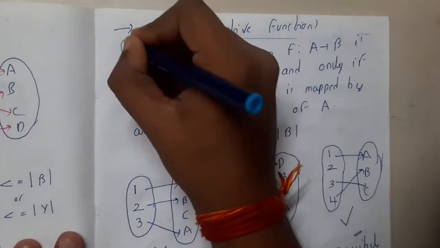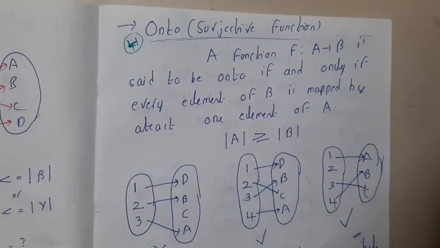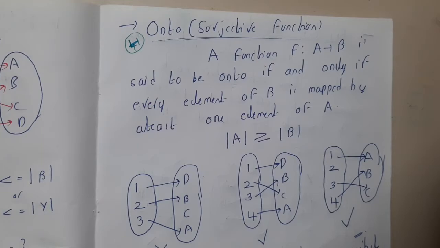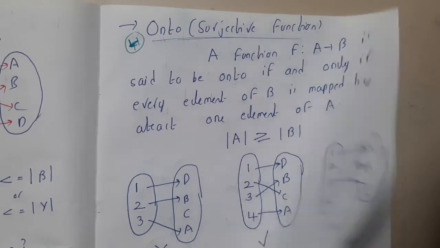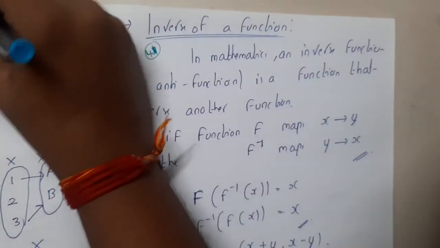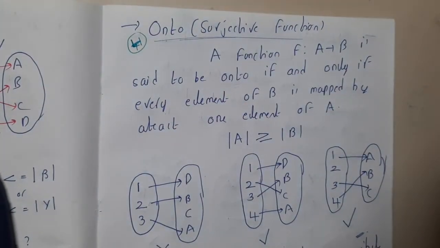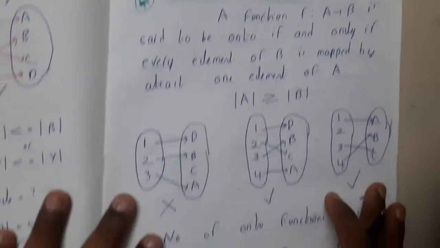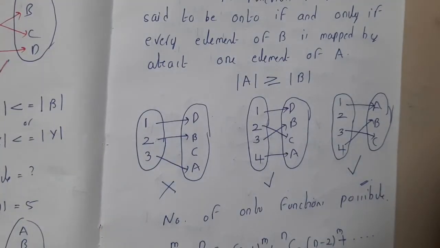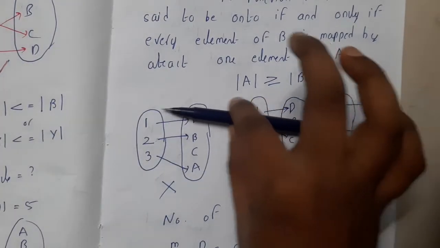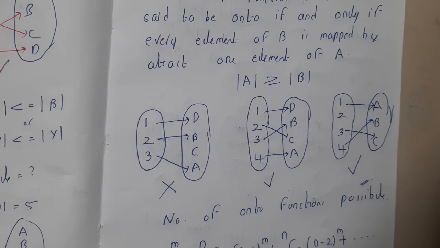The next topic is the onto function, or surjection. This is the second type of function. The first one is one-to-one and this is onto. An onto function is also called a surjection. Onto is quite the opposite of one-to-one. In one-to-one, it is one-to-one from this side. When it comes to onto, it is one-to-one from this side, basically from codomain to domain.